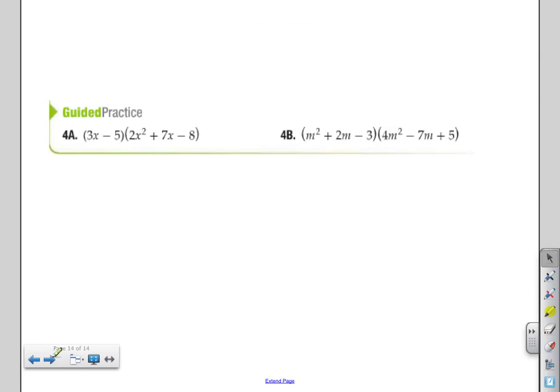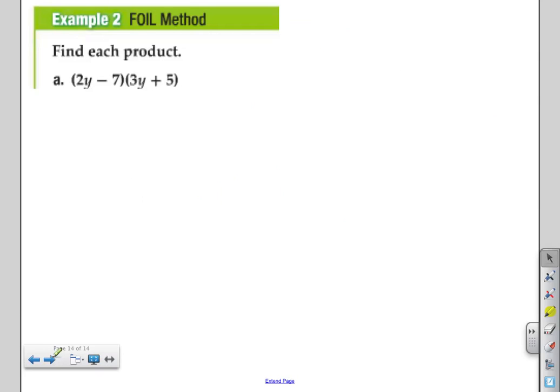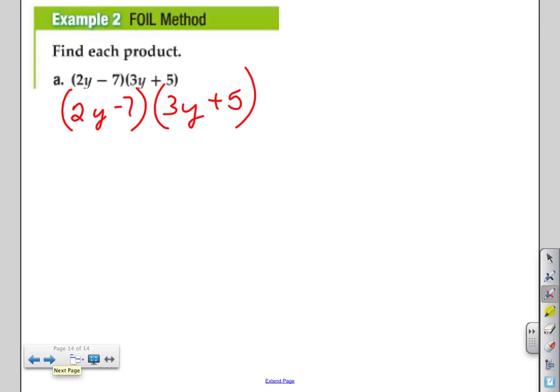Pause it, do it. And then finally, this one's just out of sequence. Well, this is another FOIL problem, and it should have been up further in the video, but you can see it'll be 2y minus 7. We'll do it for practice because I know you guys would like to watch another example of a FOIL, right? First, outer, inner, last.